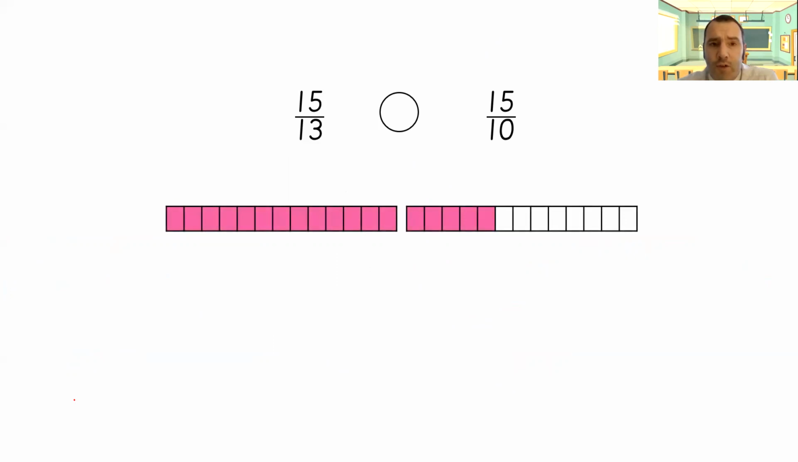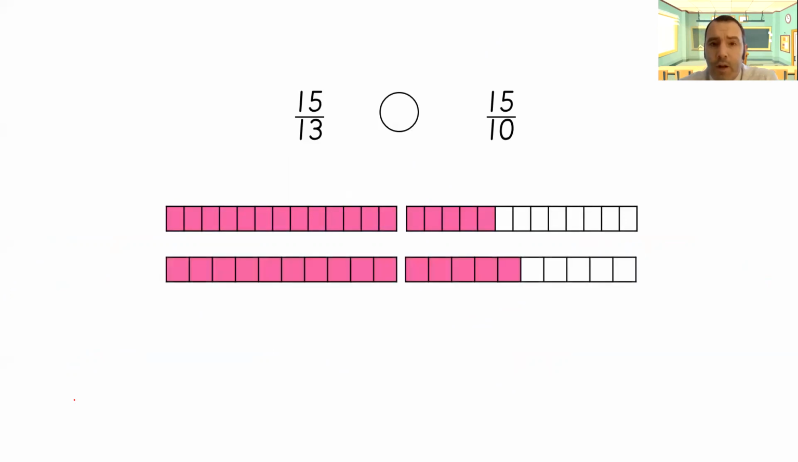There's 15 tenths drawn out. There's 15 thirteenths drawn out. I've done that the wrong way around. On top, sorry, I've made a mistake. On top, we've got our thirteenths. On the bottom, we've got our tenths. So we've got 2 full bars, and we've got 2 nearly full bars.